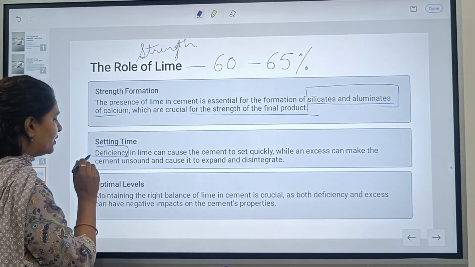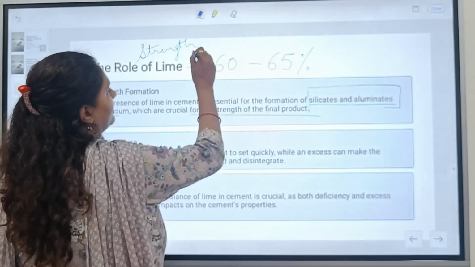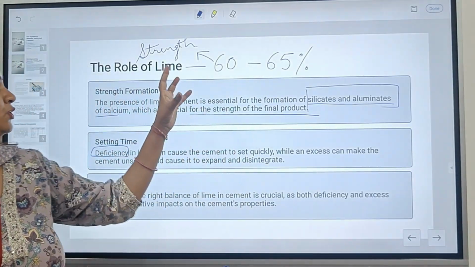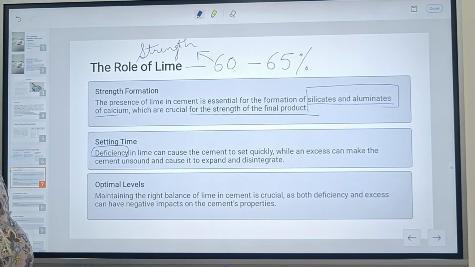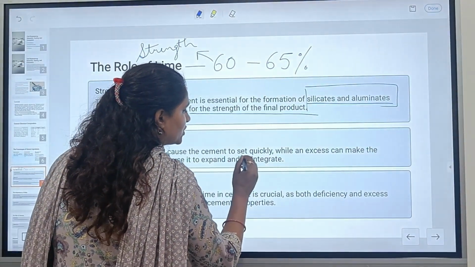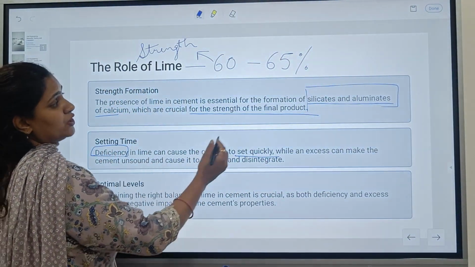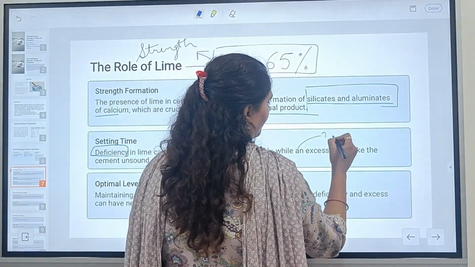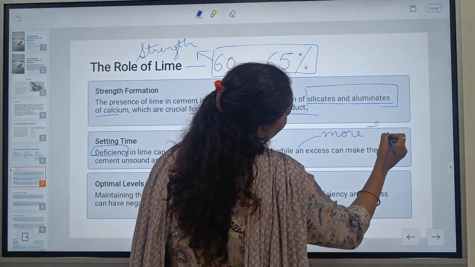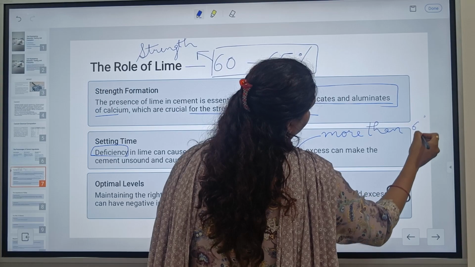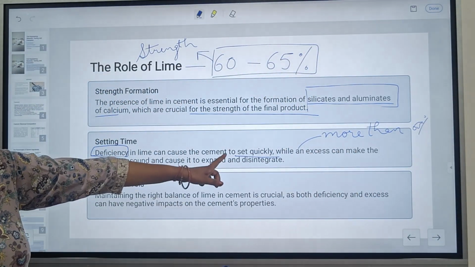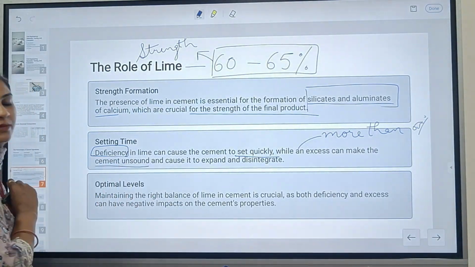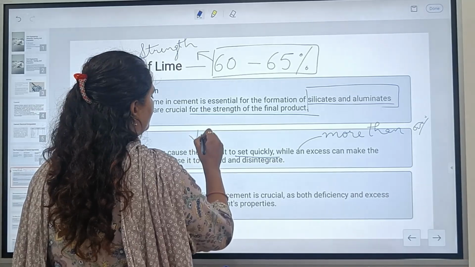Deficiency means if we use less than the range of 60 to 65%, then it causes the cement to set quickly. If we use it in excess, more than 65%, then it makes the cement unsound. It means there will be a change in volume.